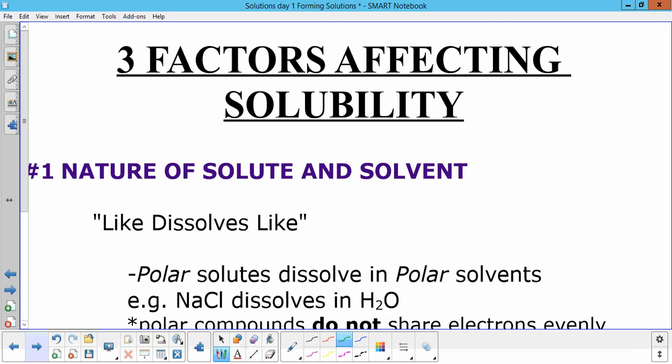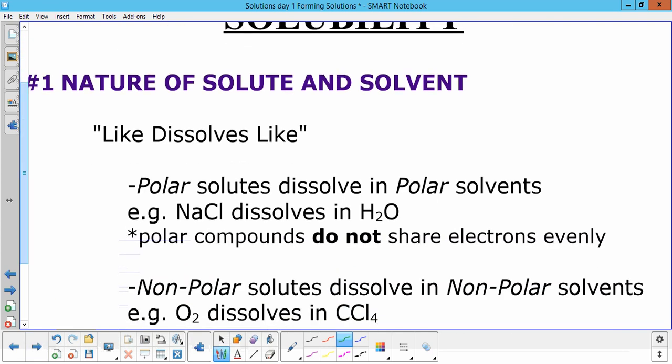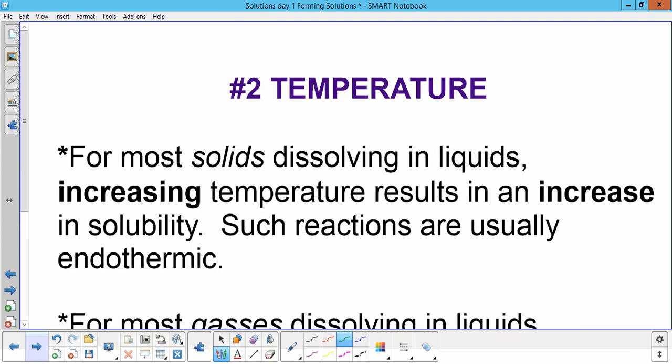Now there are 3 things that are going to affect what that maximum amount is. The first one is the nature of our solute and solvent. We've got that whole concept of like dissolves like that we talked about in grade 11. If I have a polar solute, something that has a positive and a negative looking end, it will dissolve readily in a polar solvent, very much like water. If I have a nonpolar solute, it would need a nonpolar solvent in order to be able to dissolve. Okay. So that is the first one that we have to remember in the idea of like dissolves like.